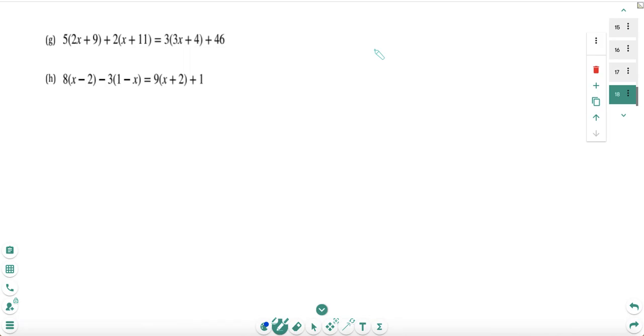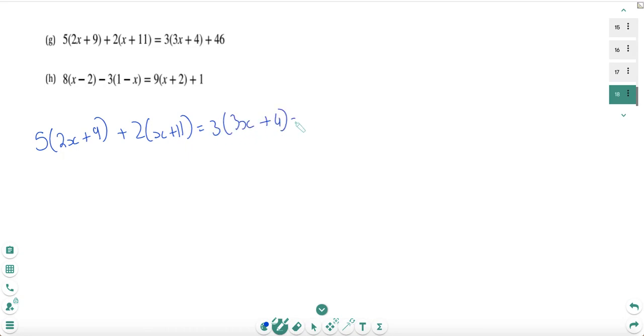Last one, gangsters. Oh, it's a long one. 5 times (2x plus 9) plus 2 times (x plus 11) equals 3 times (3x plus 4) plus 46. Step 1, you see brackets.